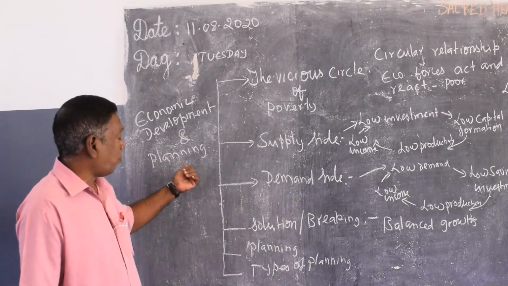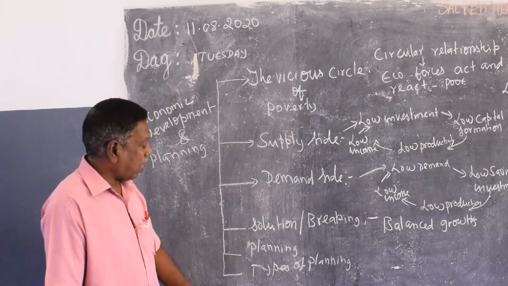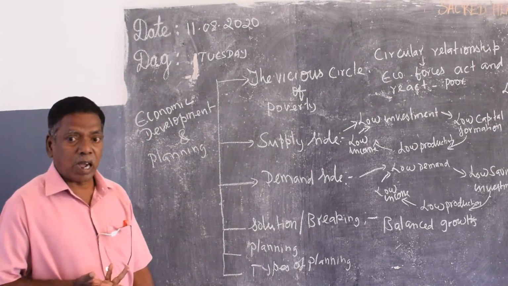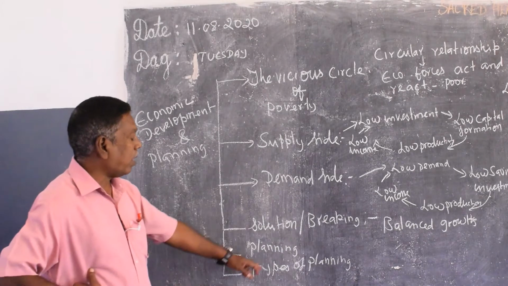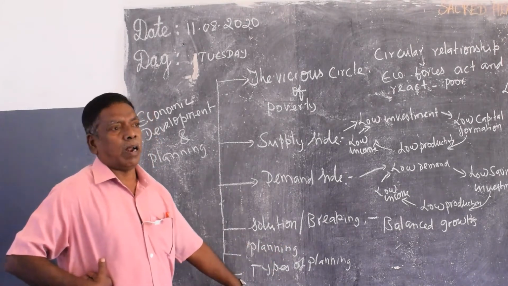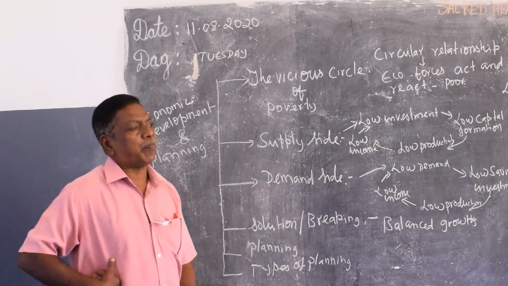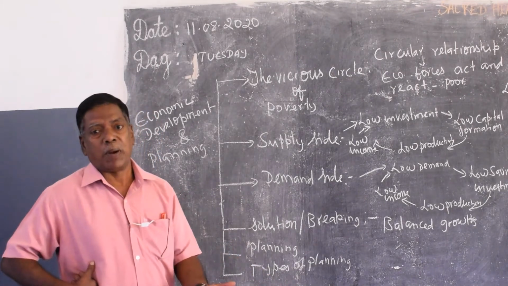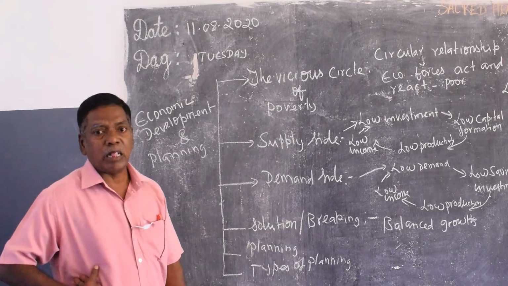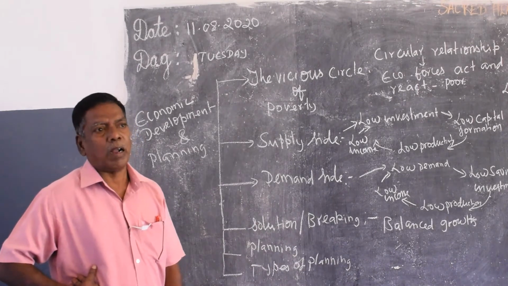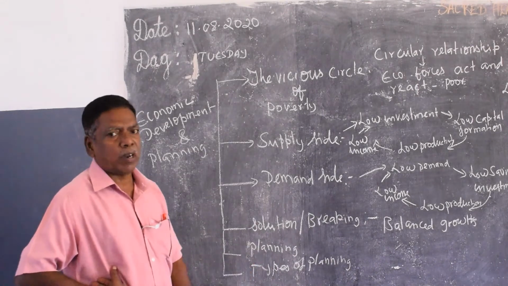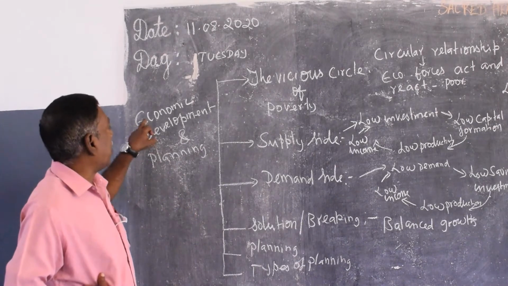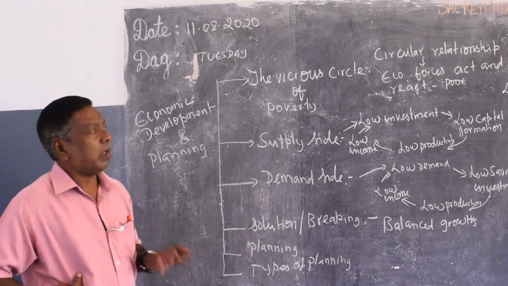And the next level we are moving to is planning. Under planning we will have four major concepts: one, the meaning of planning, and another, types of planning, arguments in favor of planning, arguments against planning, and finally NITI Aayog. So these are the things totally covered in this chapter, economic development and planning.